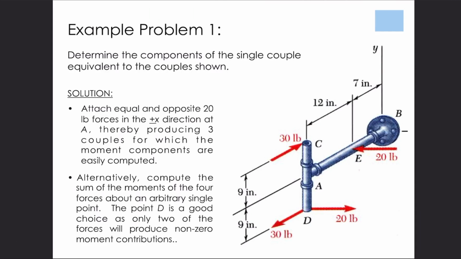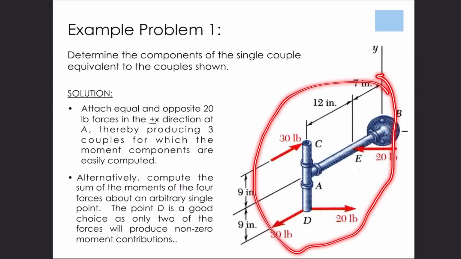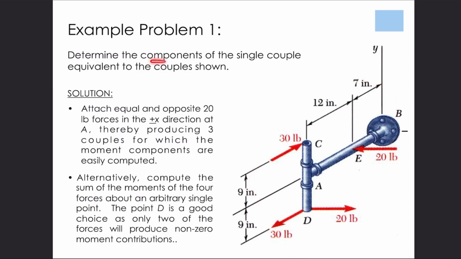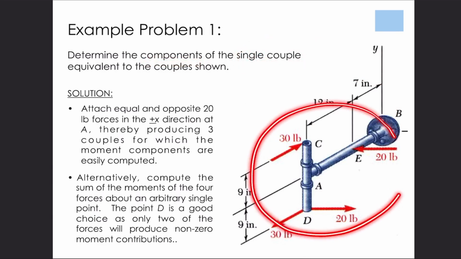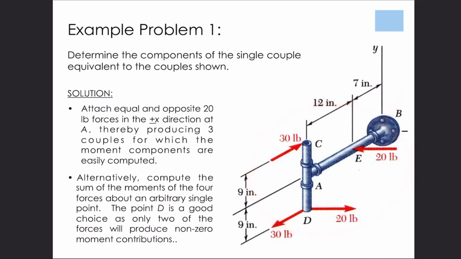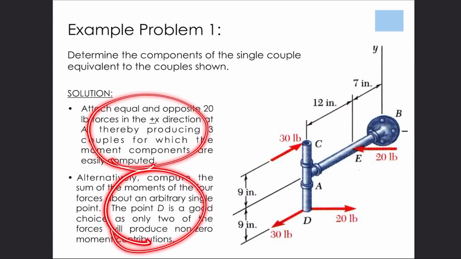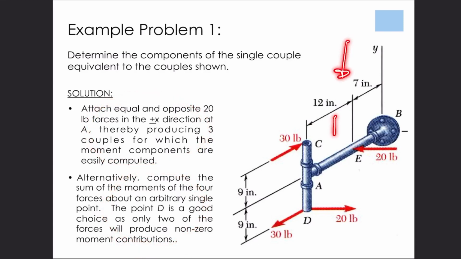Okay, so let's go to example problem number 1. Determine the components of a single couple equivalent to the couples shown. So here in this figure, what are the components of a single couple equivalent to this? So we reduce it into a single couple. Okay, so there are two methods given here, two methods for how to solve it. Okay.